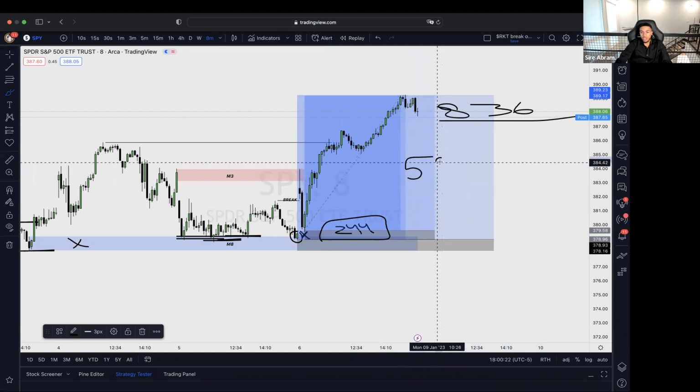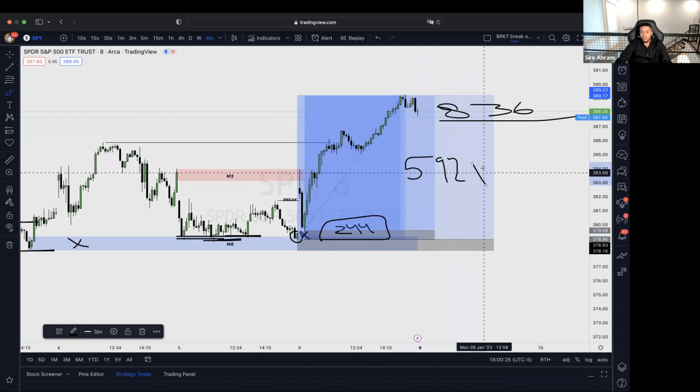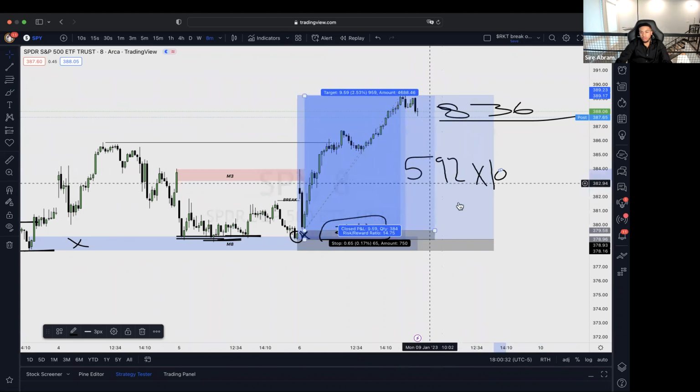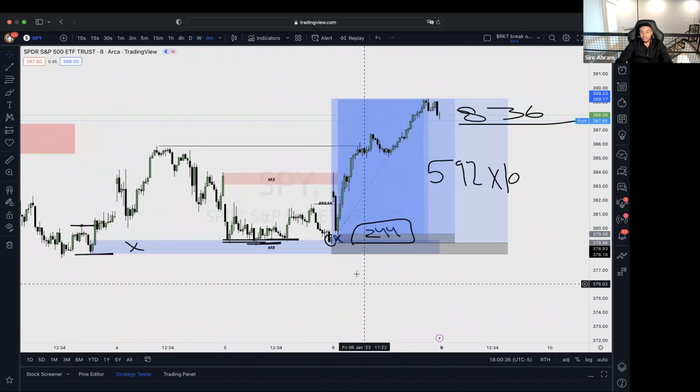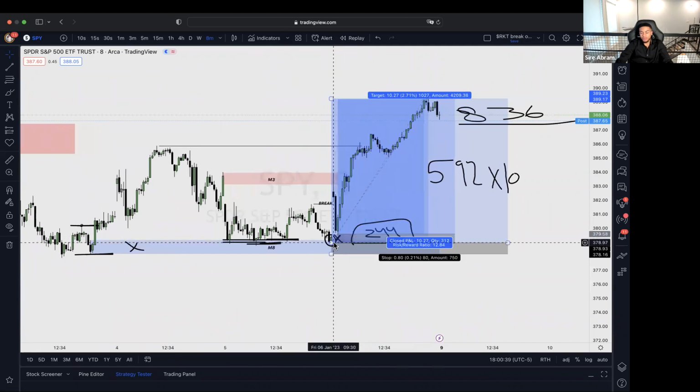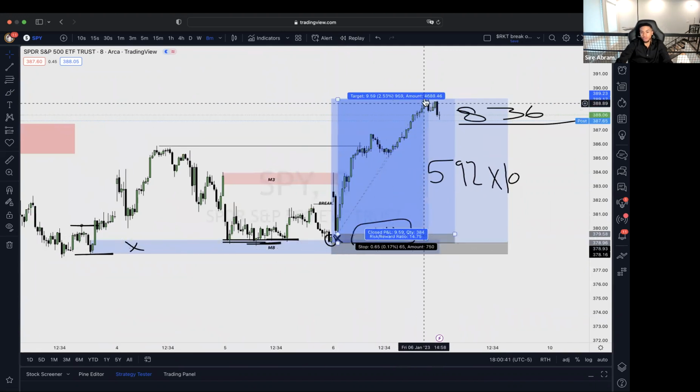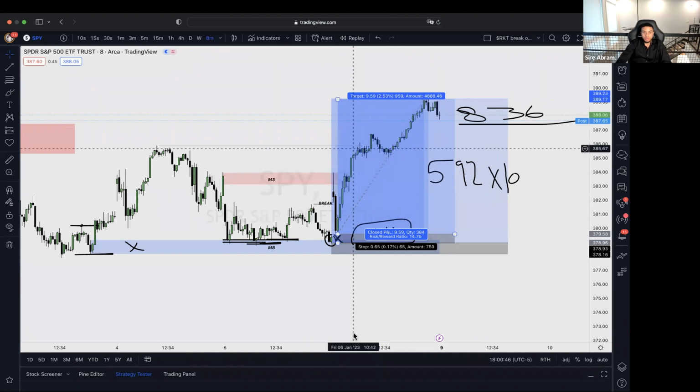So if you bought 10 contracts, you would just take 592, multiply that by 10, and that's what you would have profited. $5,920. Okay. And that is all in the span of yesterday before close until the end of the day. So in a day, you would have made almost $6,000 just by taking this trade.